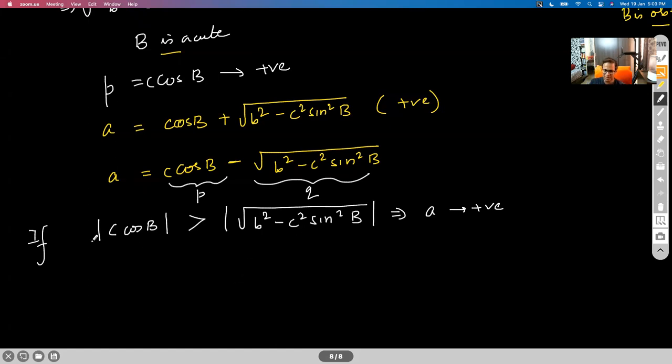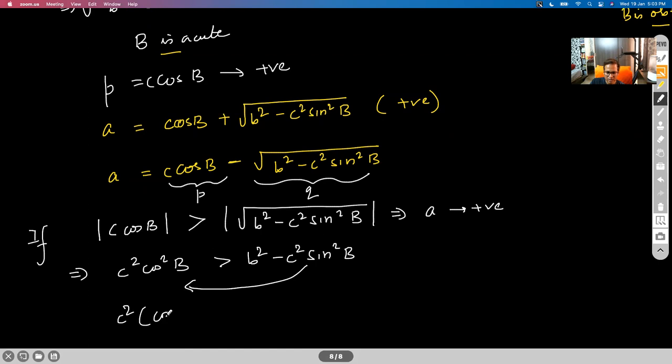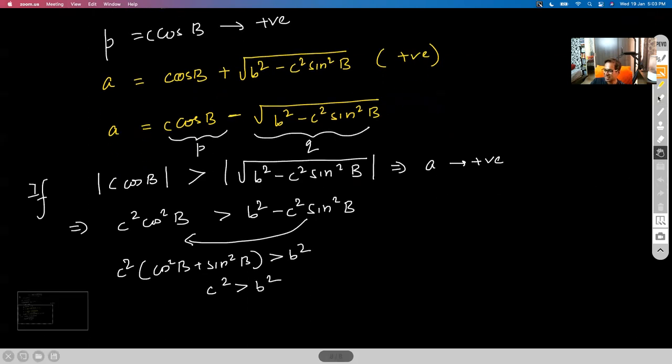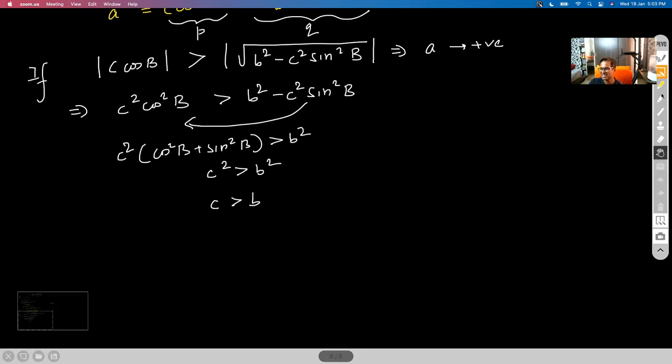Which means, let me further simplify this condition. That means C square cos square B should be greater than B square minus C square sin square B. Let's take this on the other side. That means C square cos square B plus sin square B should be greater than B square, which means C square is greater than B square, correct? Which means C should be more than B, correct? Now, here is the final conclusion. So what is the conclusion that I'm drawing from here?